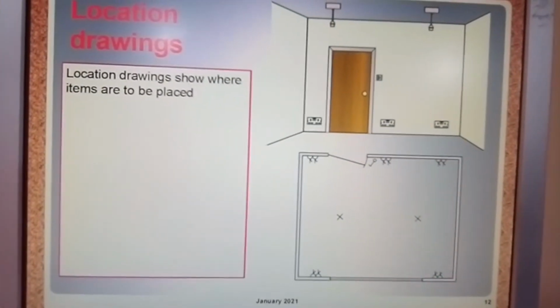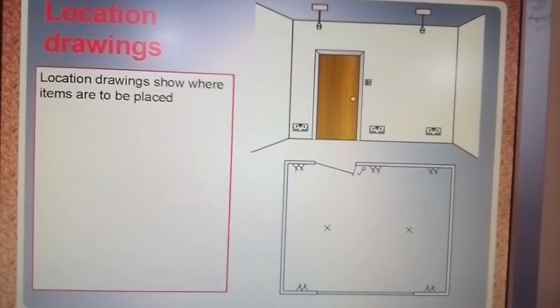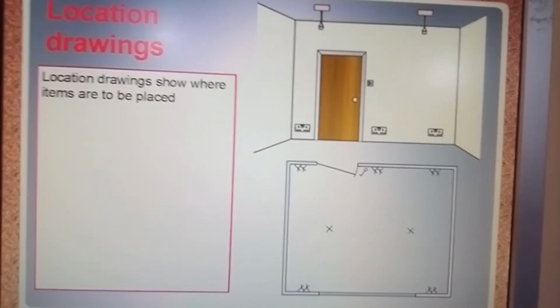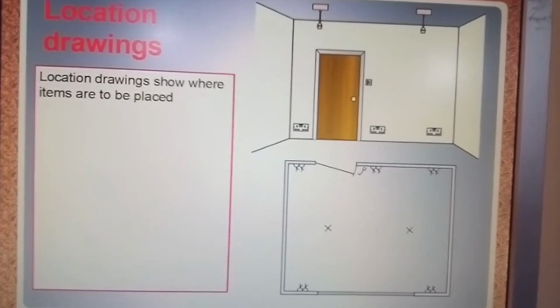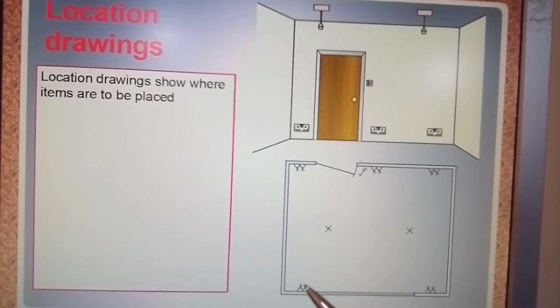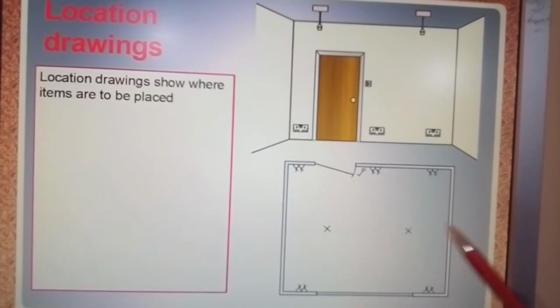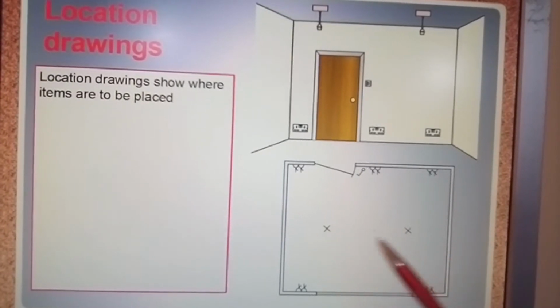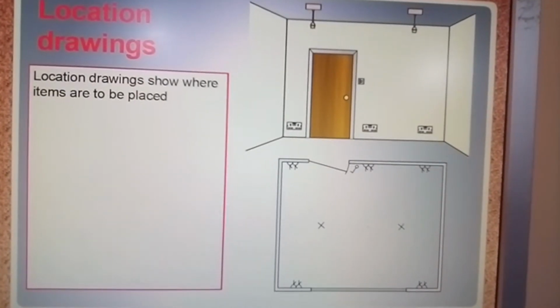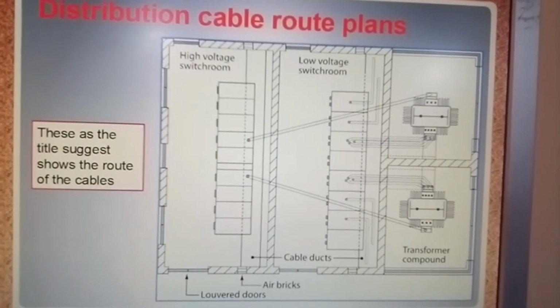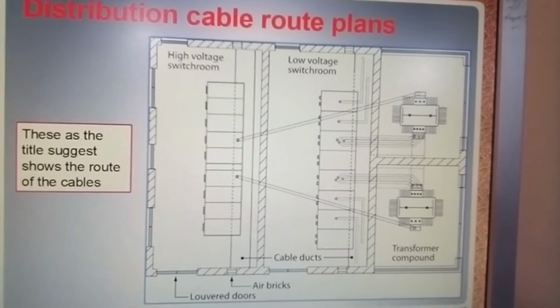Location diagrams, or I should say location drawings, locate where items are meant to be. So if I have a lighting circuit or a switch over here, or I have a socket on this wall, etc., that indicates where my lighting points are going to be. Distribution table route plans.